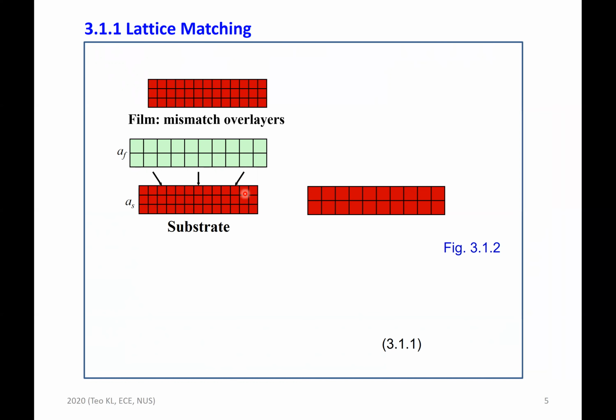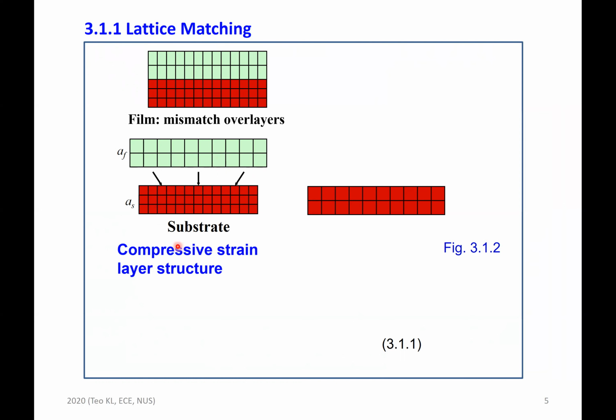So in this case, there's a possibility that you can basically compress the film such that it will match the lattice constant of the substrate. So we call this a compressive strain layer structure.